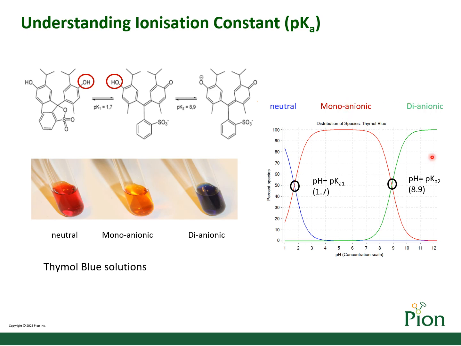If the solution is at low pH, below the first pKa, the sample is neutral and is red. If we increase the pH and we pass the first pKa, the molecule loses its proton. The main species is monoanionic and the color is yellow. Increasing the pH higher than its second pKa, 8.9, the sample loses the second proton. The main species is dianionic and the color is blue.